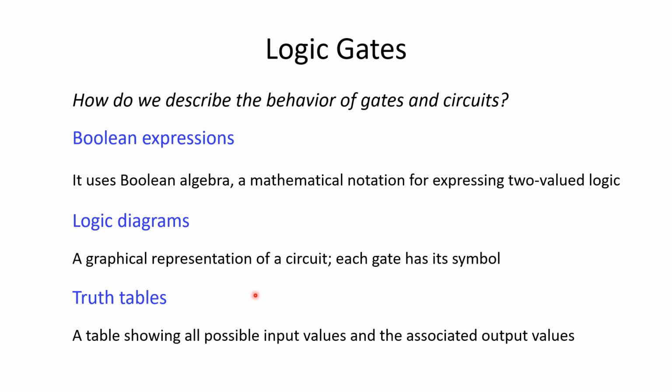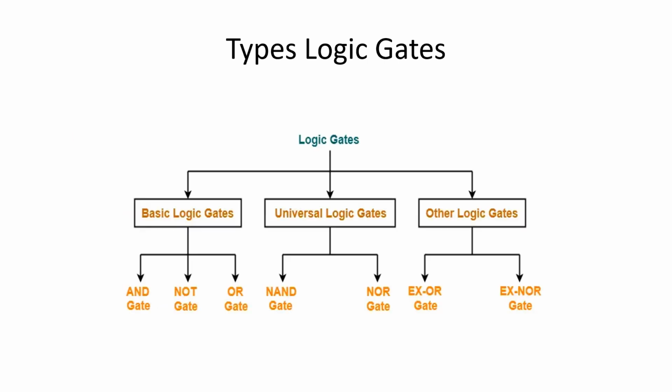A truth table is a tabular representation of all possible input combinations for a logic function, showing the corresponding output for each combination. It lists every possible combination of binary inputs and the output of the logic gate or circuit for each combination. There are different types of logic gates available. Generally, they are categorized into three groups: basic logic gates, universal logic gates, and other logic gates.